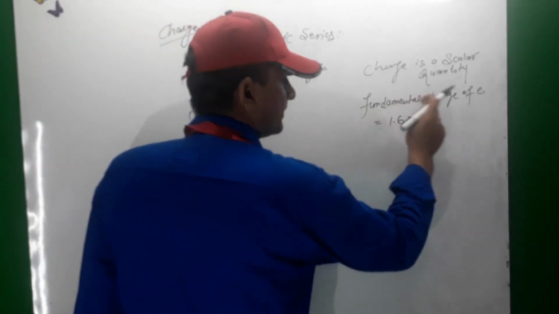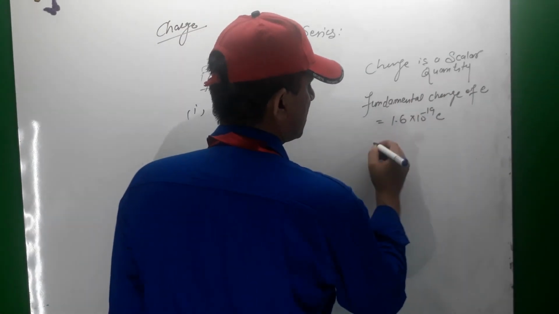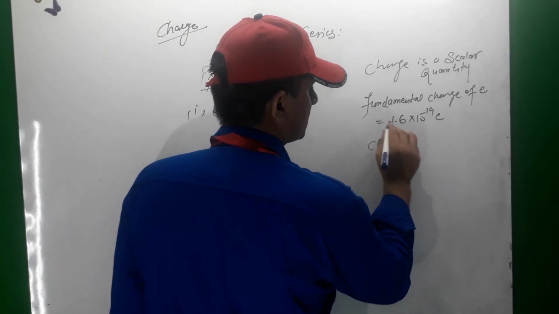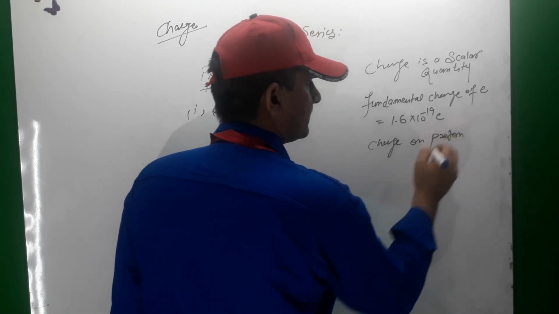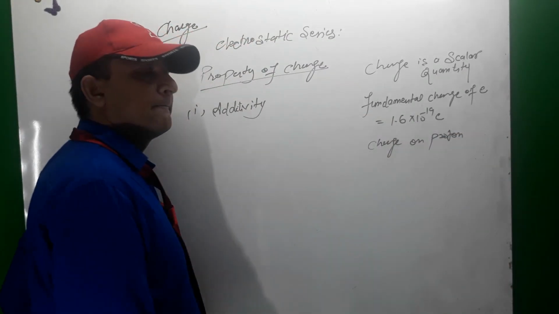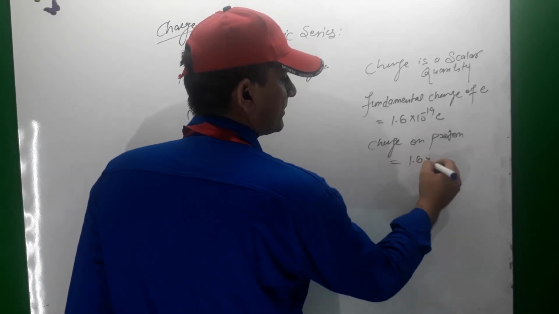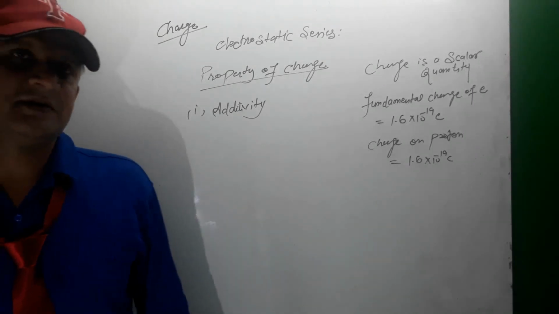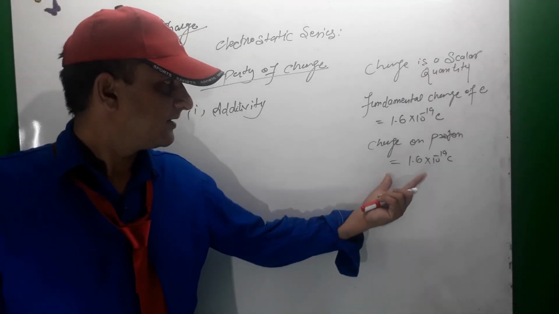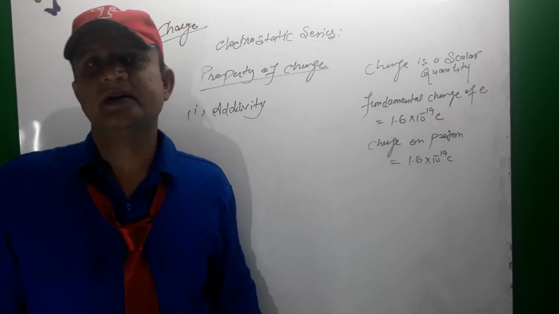Same with the charge on a proton. Fundamental charge on a proton is also the same, 1.6 into 10 to the power minus 19 coulomb. But it is positive in nature. Proton is always positive, electron is always negative.